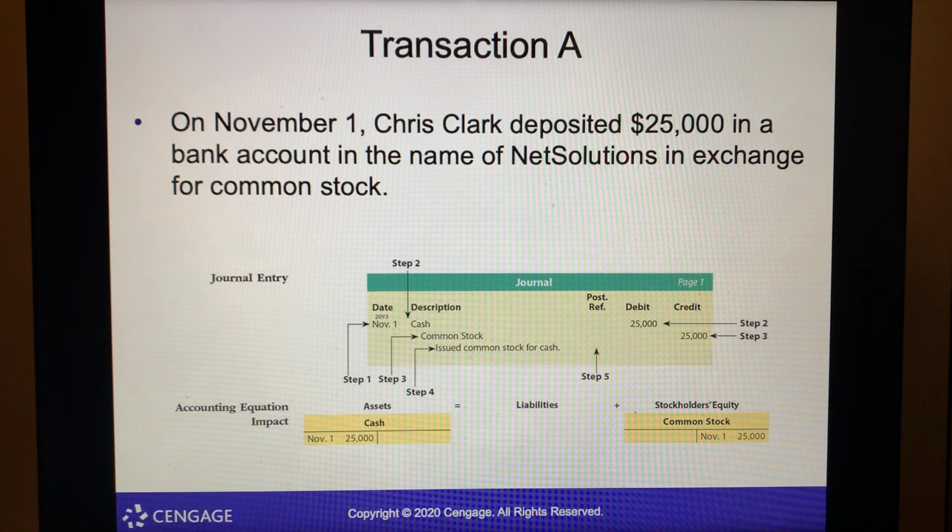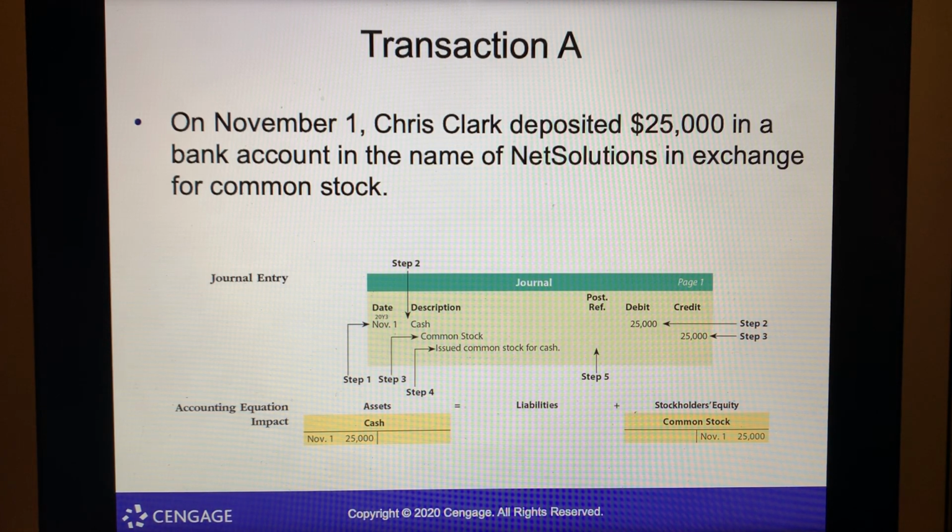So it just depends. And then at the bottom, the double entry accounting, down below it says assets equal liabilities plus stockholders' equity. So the debit goes in cash for 25,000 and common stock, a credit November 1 for 25,000. Okay, so that's an example.